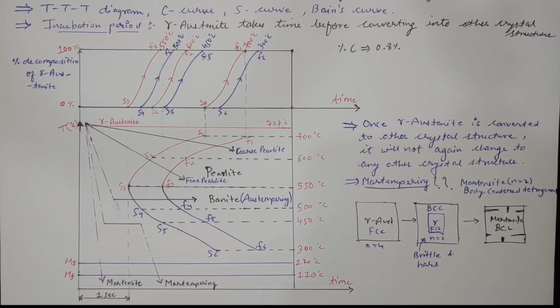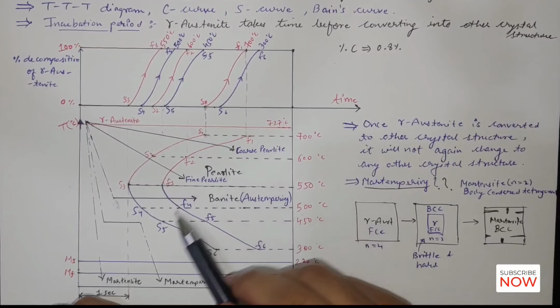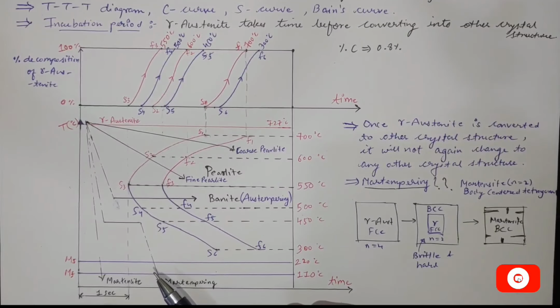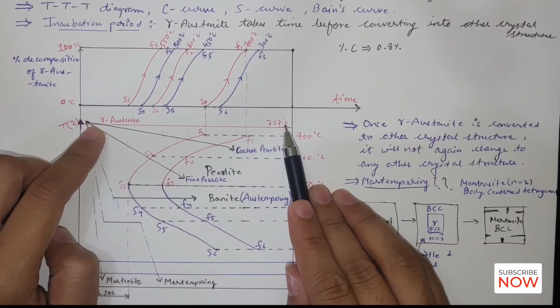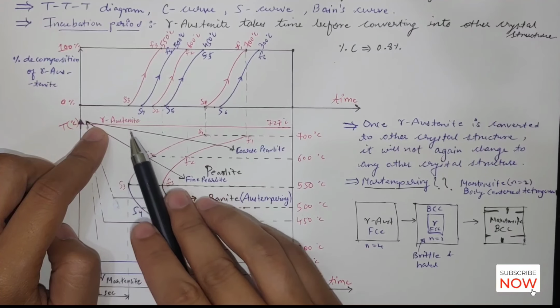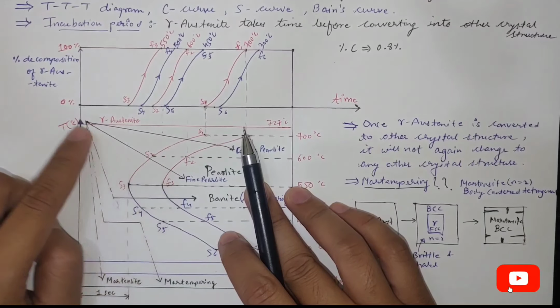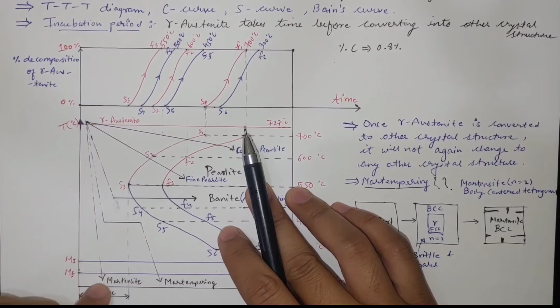So here we will see some basic areas where different microstructures can be obtained from gamma austenite. Above this 727 degrees Celsius line there is gamma austenite. If we cool at different rates, then we will get different microstructures.